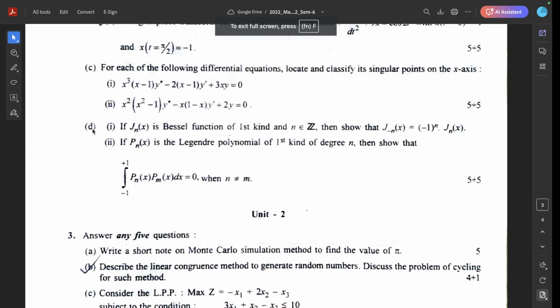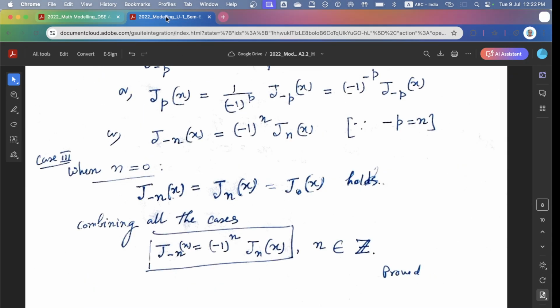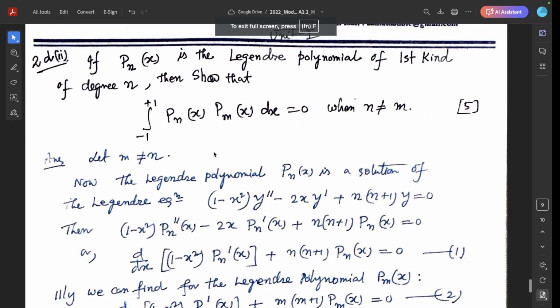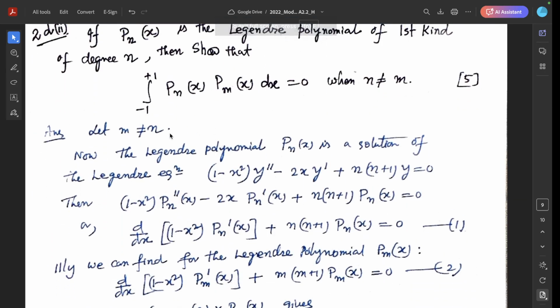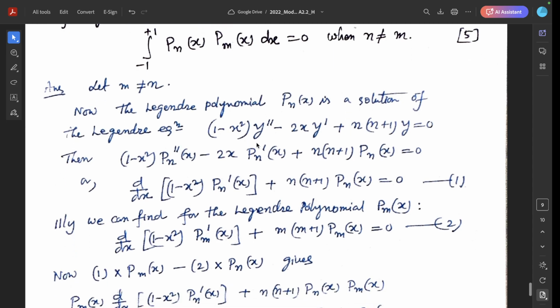Next question, question D2. If Pnx is the Legendre polynomial of first kind of degree n, then show that integration from minus 1 to 1 of Pnx Pmx dx equals 0 when n not equal to m. Let m not equal to n. Now, the Legendre polynomial Pnx is a solution of the Legendre equation (1 minus x square) y double dash minus twice xy dash plus n into (n plus 1) y equal to 0.